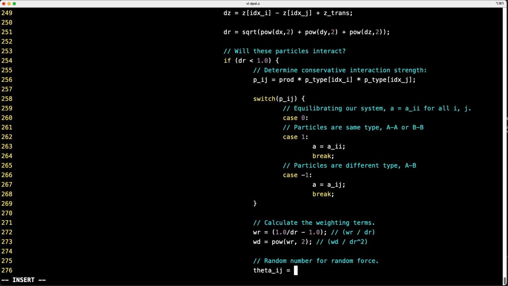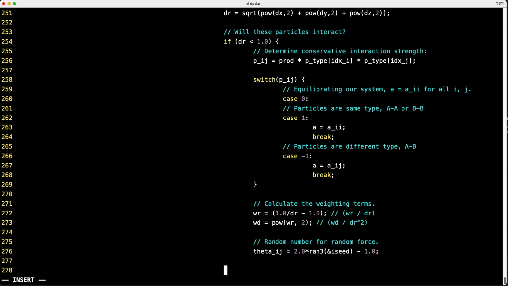So the way that we would do that, since rand3 gives us a number between 0 and 1, would be to calculate this as 2 times rand3. That will give us a number between 0 and 2, minus 1, which will give us a number between -1 and +1. And if we do it this way, we're calculating a random number for all different values of theta ij, and we're calculating a different random number at every time step. So this takes care of the condition in terms of whether the random numbers are correlated or not. They should not be correlated.